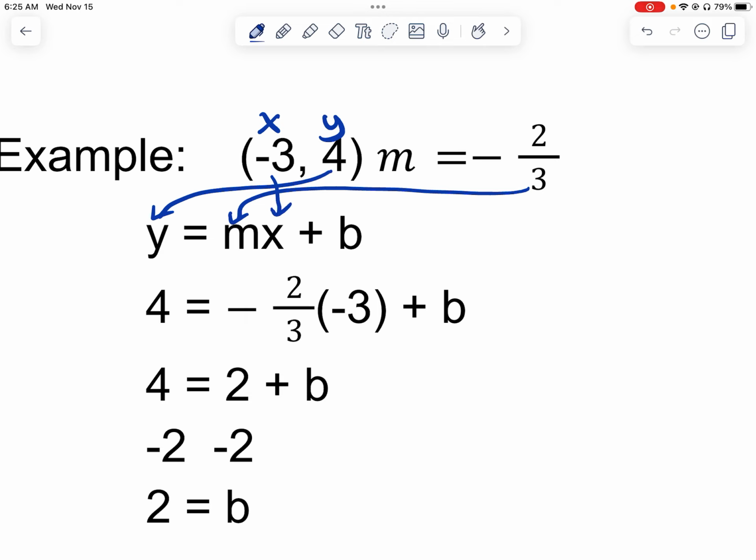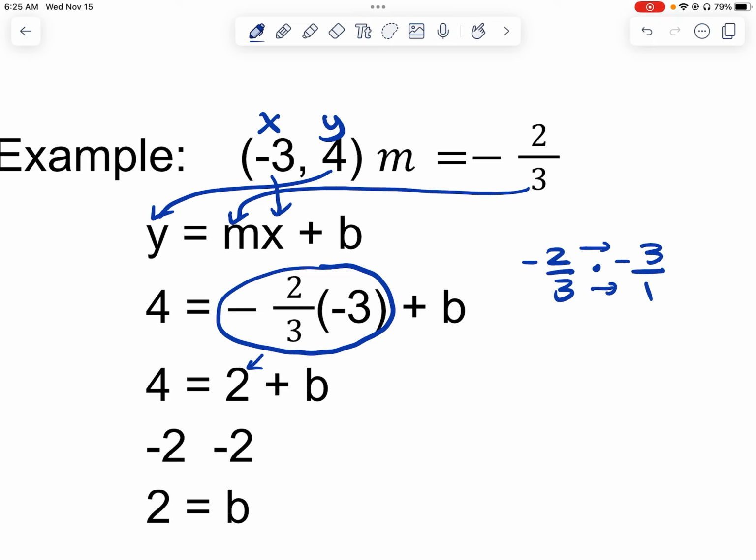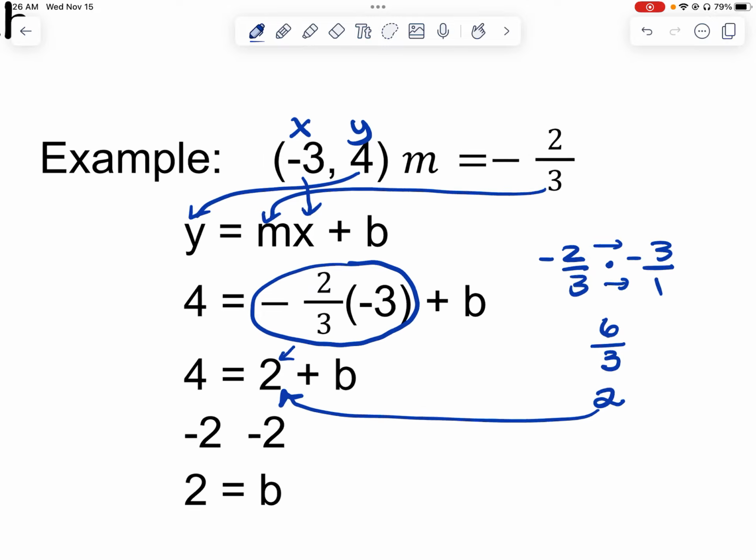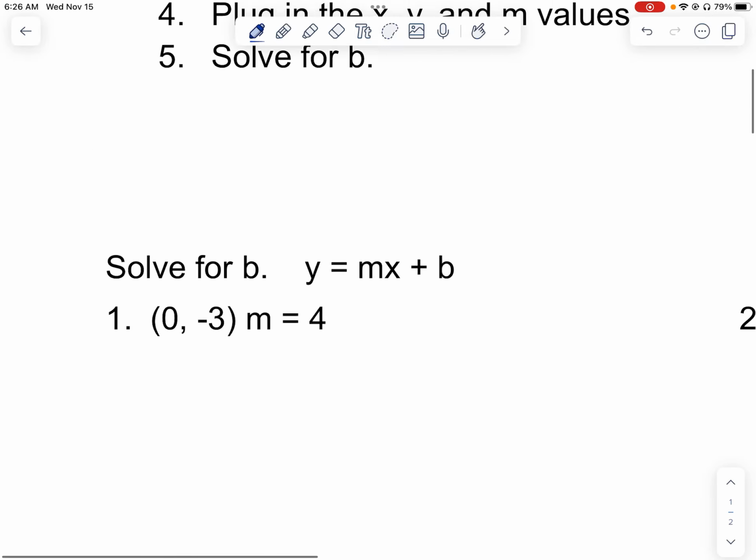Now for some of you right here, you may have freaked out because you don't know how I came up with this. So negative 2/3 times negative 3, remember that is negative 3 over 1. Negative times a negative is a positive. We multiply straight across. That will get us 6 over 3, which simplified is 2. So that 2 is where that came from. And in order to solve for b, we subtract 2 from both sides, and we get b is equal to 2.